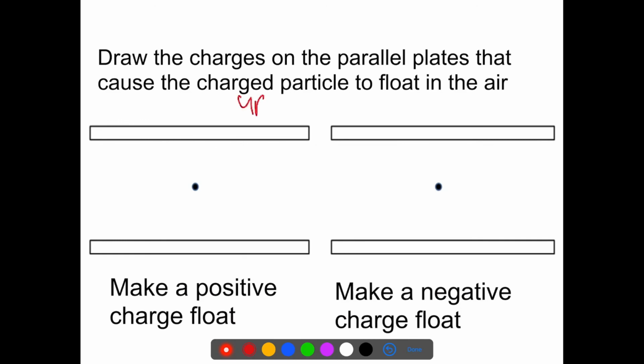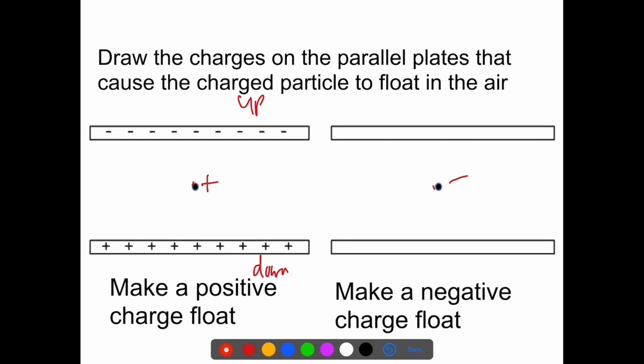So let's say this is up and we have down, and I have a positive charge here and a negative charge here. Where would you put the polarity on the plates? Where would you put the positives and the negatives to make these guys float? Let me give you a second to think about it. If you want these charges to float, what would you do?